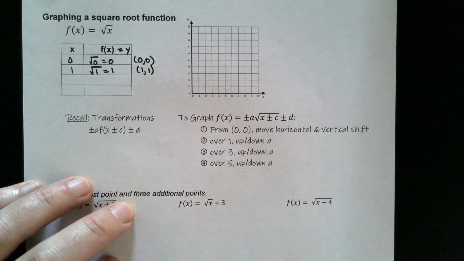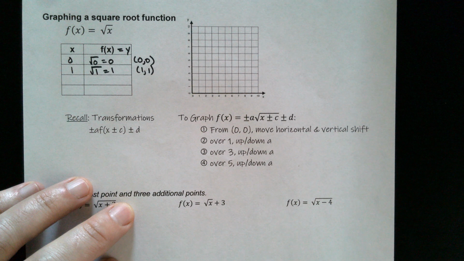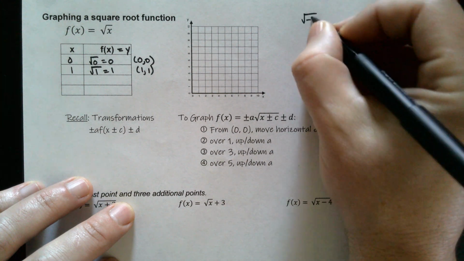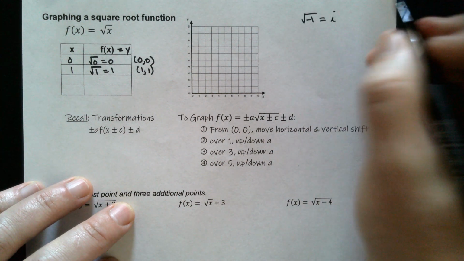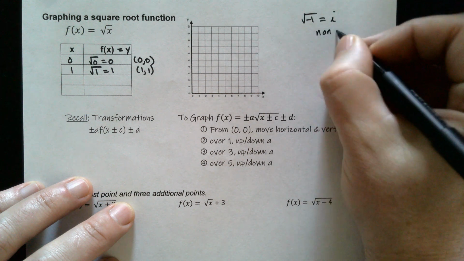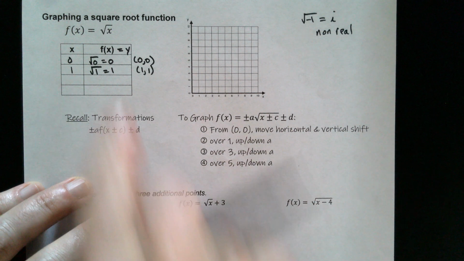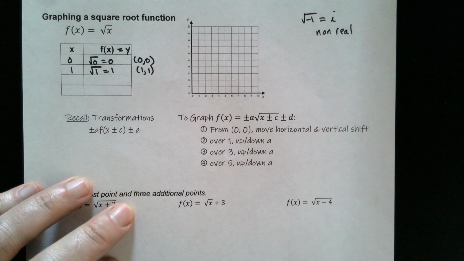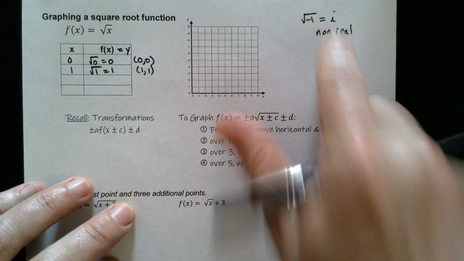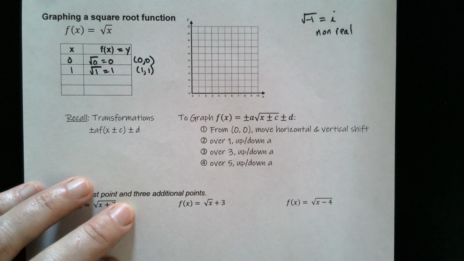Can we take the square root of negative 1? Well, not in real numbers, right? The square root of negative 1 would actually give us the imaginary number. We could write that over here. Square root of negative 1 is equal to i, but you can't graph that. That's non-real. So we're going to stay away from square roots of negative numbers, which means I'm not going to be able to plug any negative numbers into this because that would give me non-real answers. So let's keep it positive.